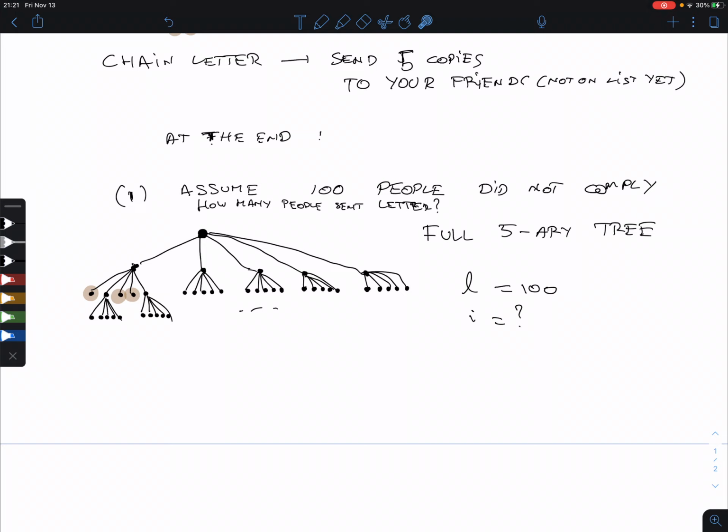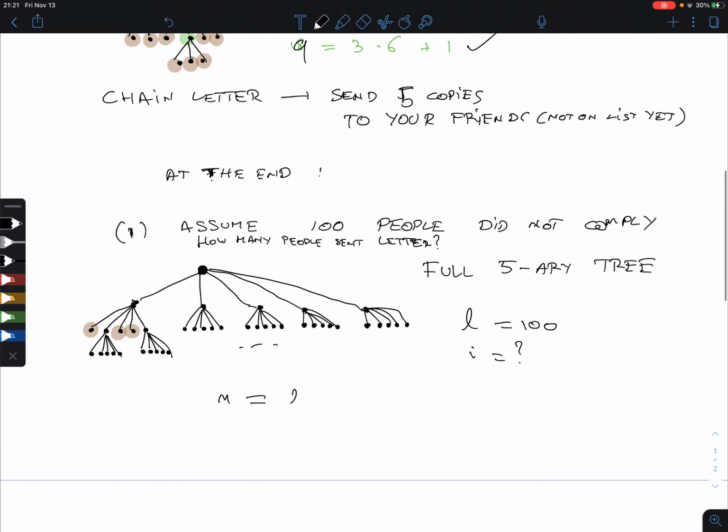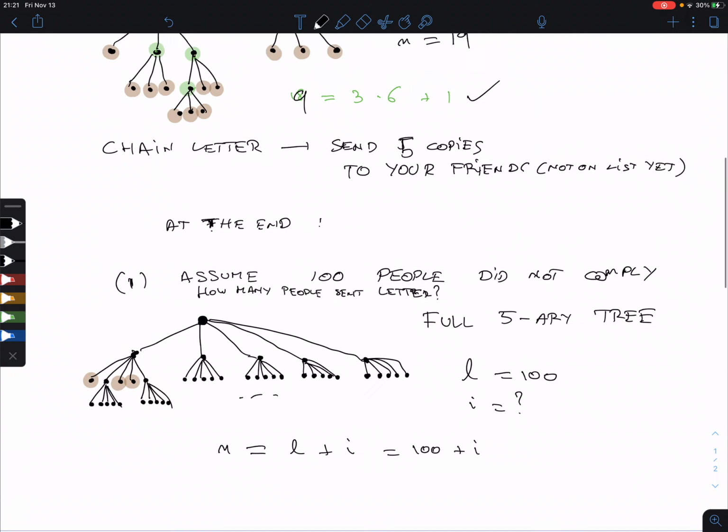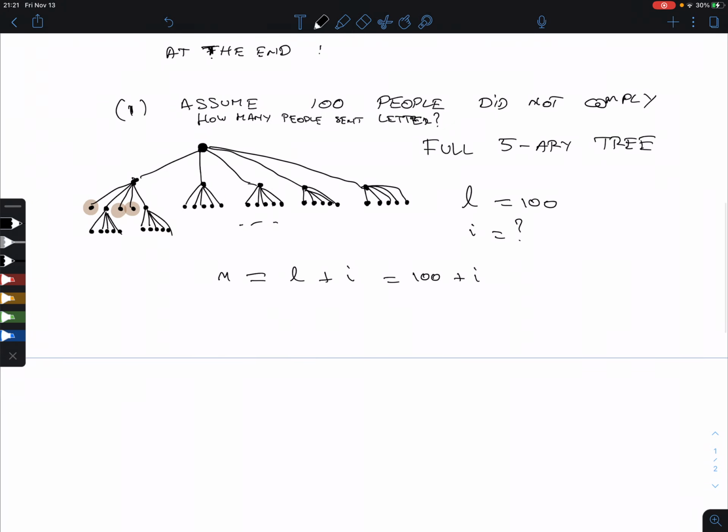Okay. So given this, do I know that? Now it seems that we are missing information, right? We don't know what n is. So n is what? Well, let's see. We have the two formulas, so let's use them. n is L plus I, but I know what L is, so that is 100 plus I. But there's another formula for n. n is also equal to m times I plus 1. But I know what m is. m is the arity, it's a full m-ary tree, so that is 5I plus 1.